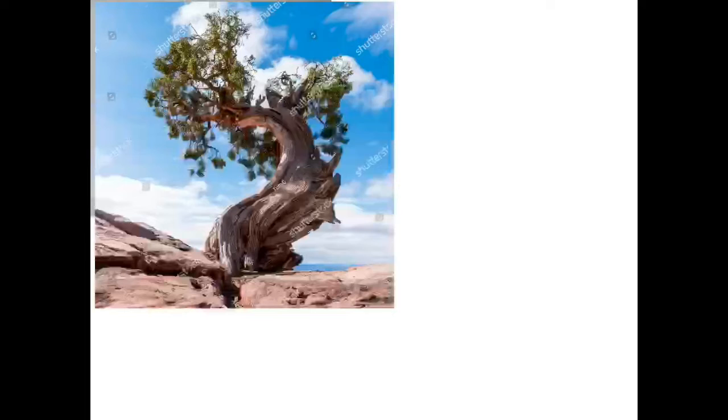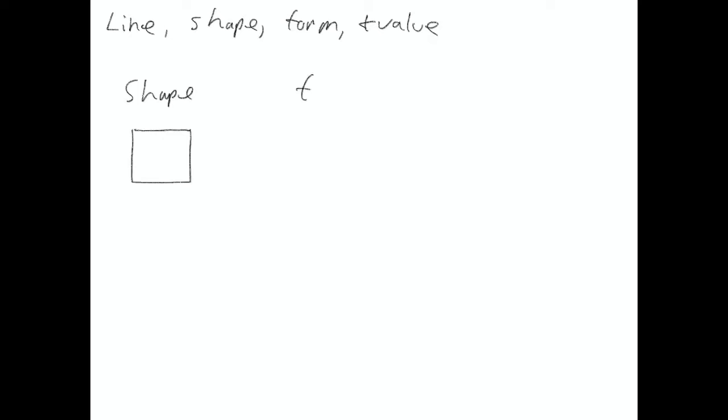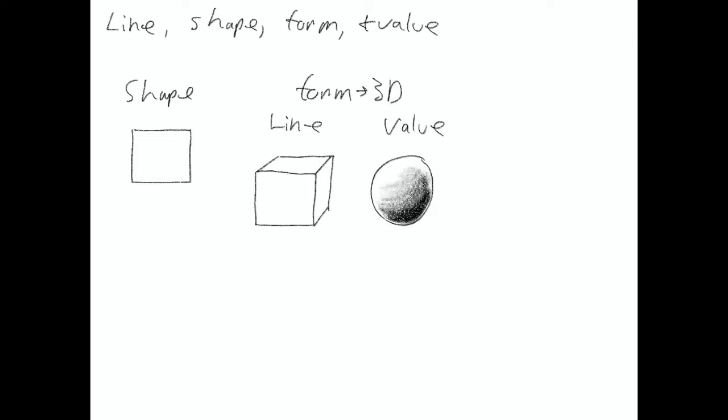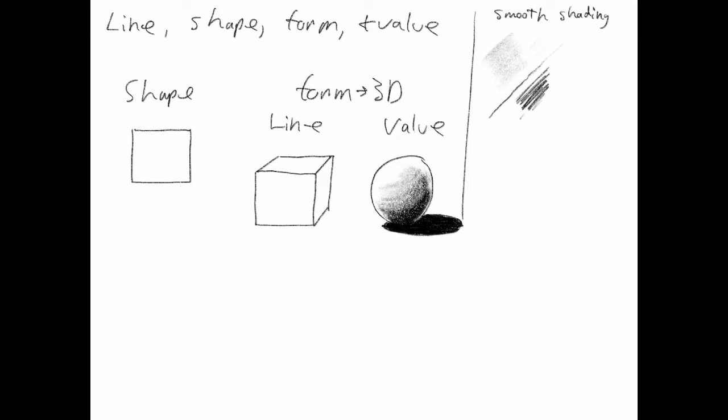The first thing that I'm going to talk about is the elements of art that are involved with shading. That's going to be line, shape, form, and value. Difference between shape and form: shape is just a 2D object, form is 3D. You could create forms using lines or value, which is shading.